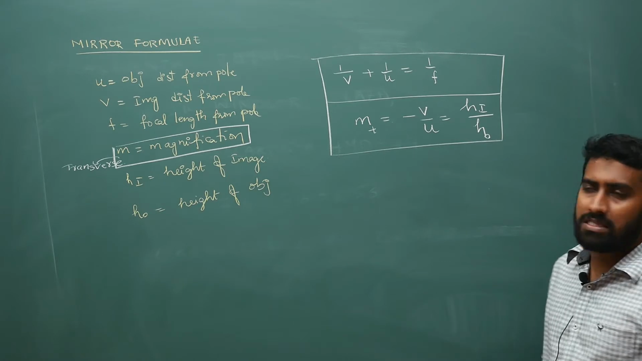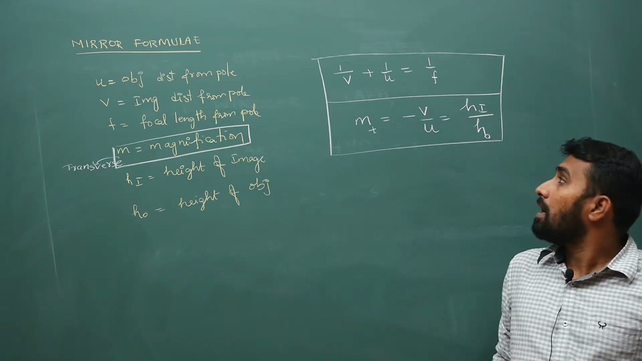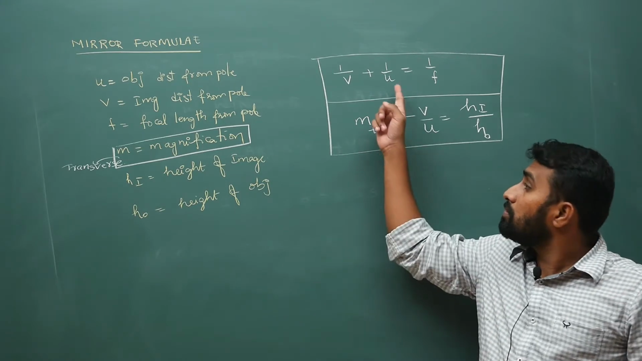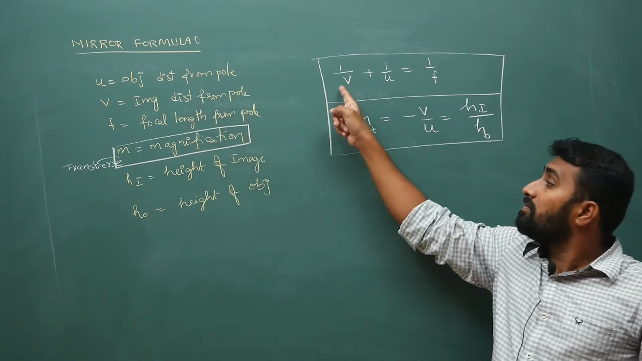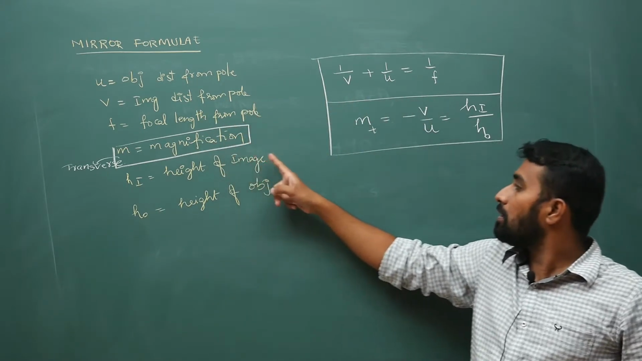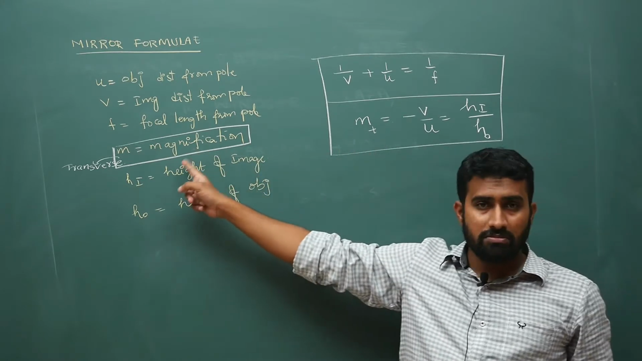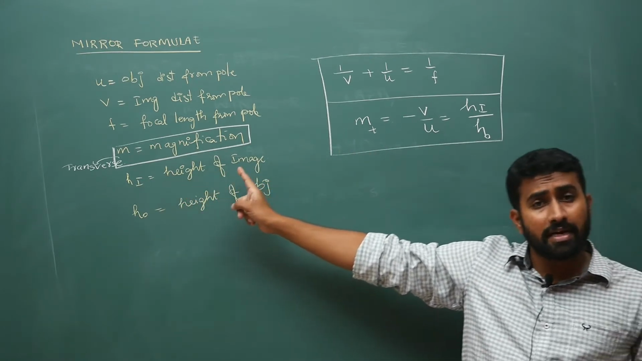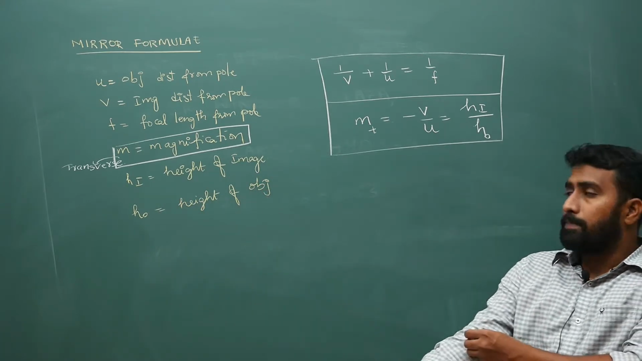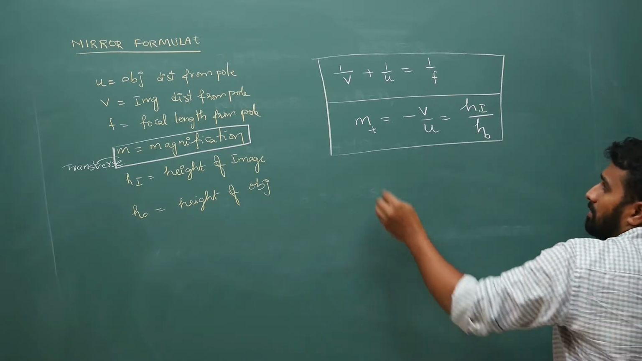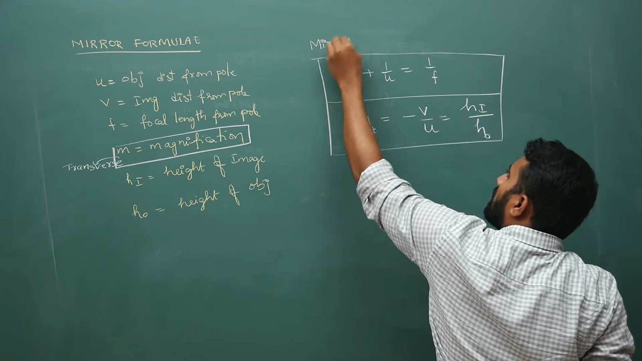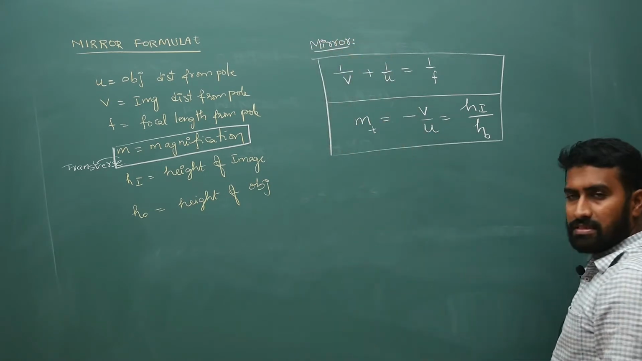This is the actual formula that I am going to use. In this formula, U represents object distance from the pole, V represents image distance from the pole, F represents focal length from the pole, and MT represents transverse magnification, HI is height of image, HO is height of object. This is for a mirror. For a lens it will be different.